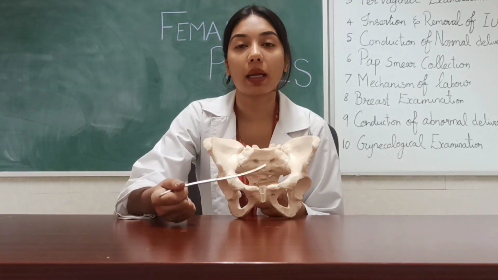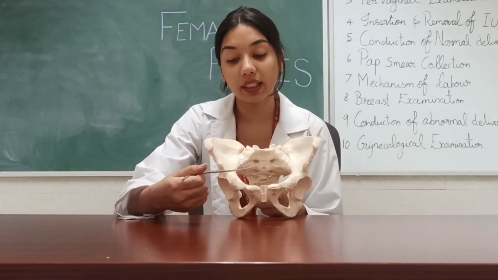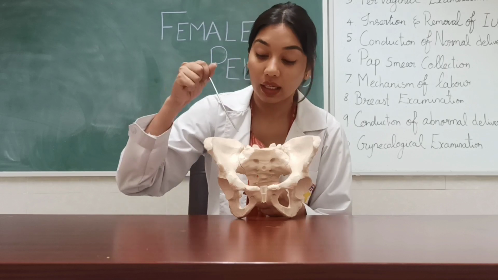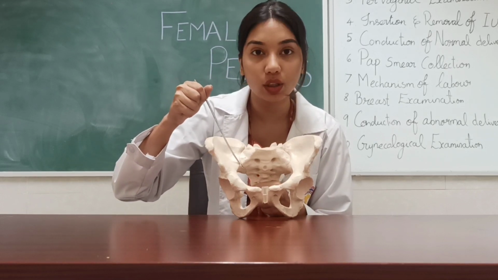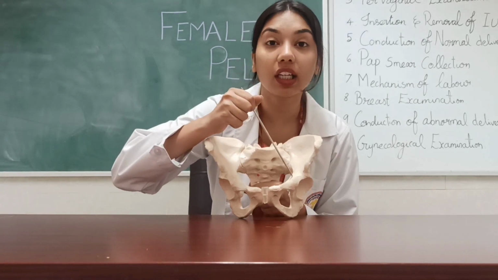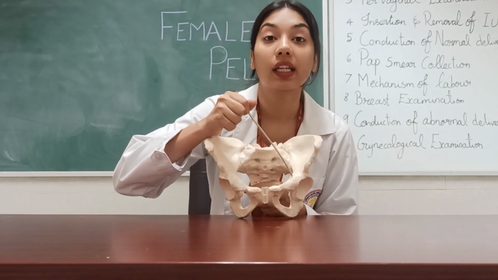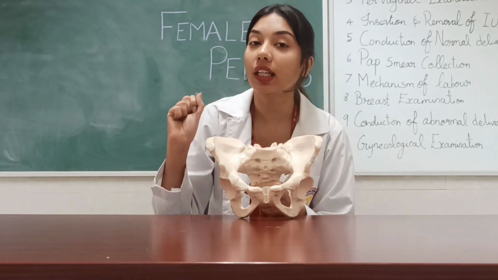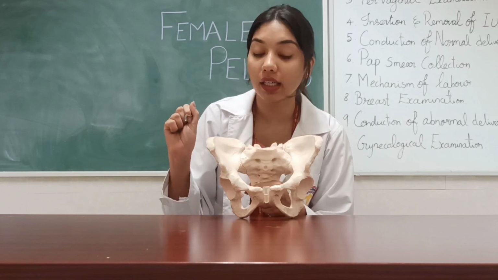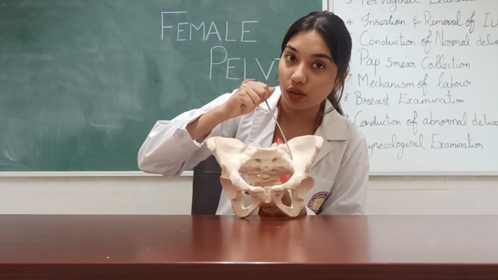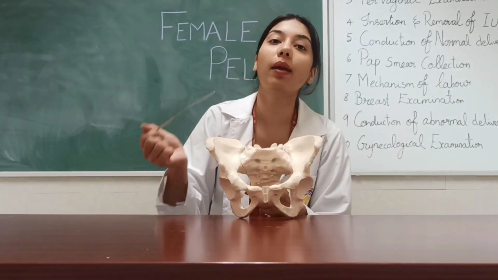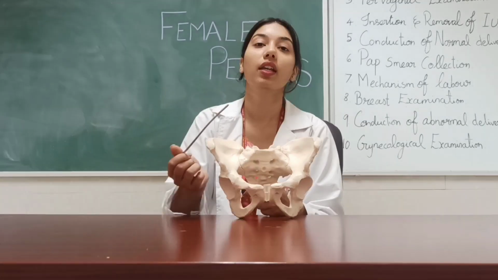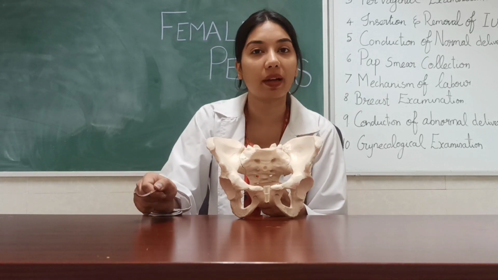The last diameter is the oblique diameter. The right oblique diameter extends from the right sacroiliac joint to the left iliopubic eminence. Similarly, the left oblique diameter extends from the left sacroiliac joint to the right iliopubic eminence. The oblique diameter measures 12 centimeters. So this is about the diameters of the pelvic inlet.